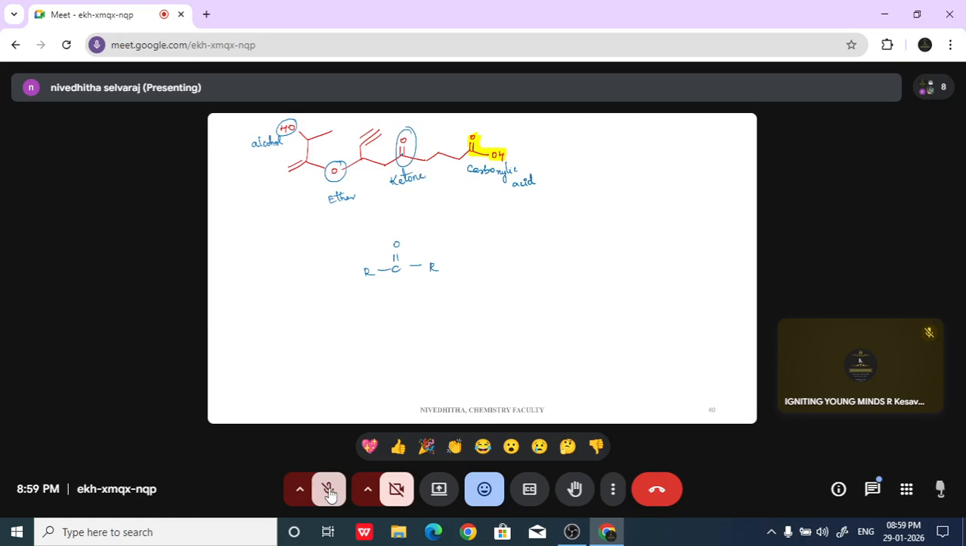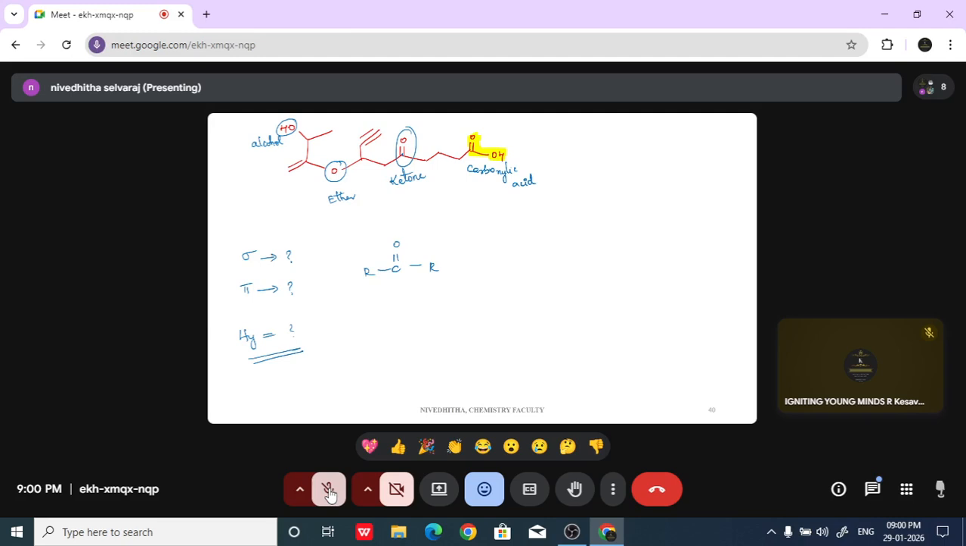I'm going to give you one activity. For this compound, I want you to find the number of sigma bonds and number of pi bonds. To find that, you have to convert this into a normal molecule and count the number of sigma and pi bonds. Next, I want you to tell me the hybridization of each carbon. We have so many carbons here, and for all the carbons you can find the hybridization.